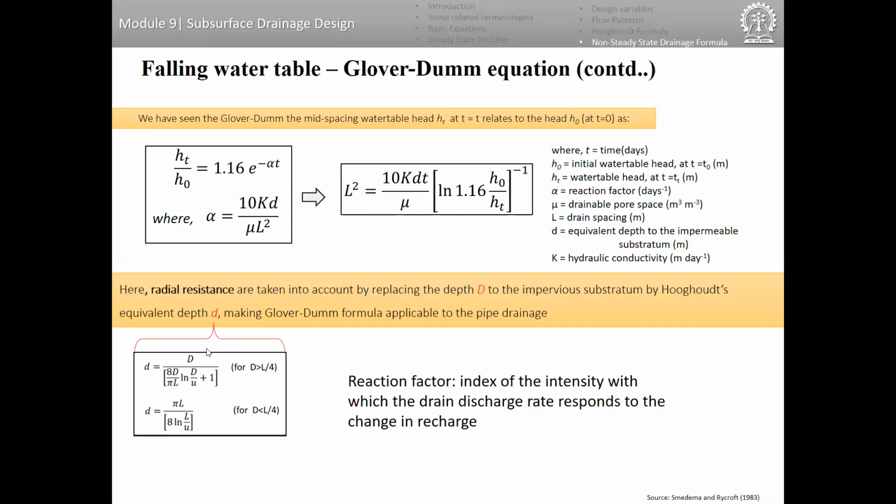This equivalent depth we have seen when we discussed the steady state condition. The smaller d, the equivalent depth, is a function of the depth to the impermeable stratum, the spacing and the wetted perimeter. Using this relation, or a tabular or graphical approach, we can calculate the value of d.